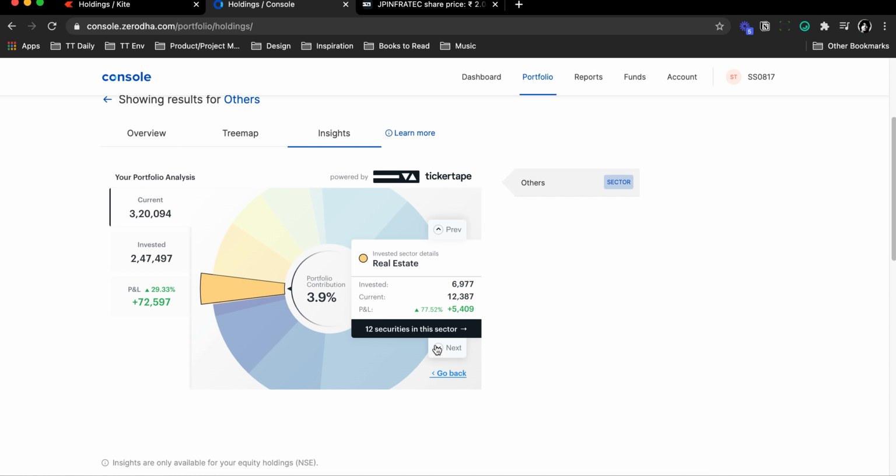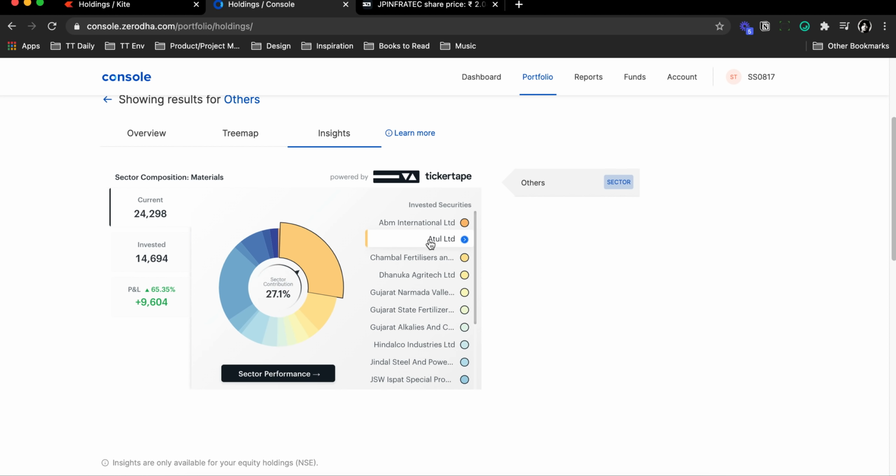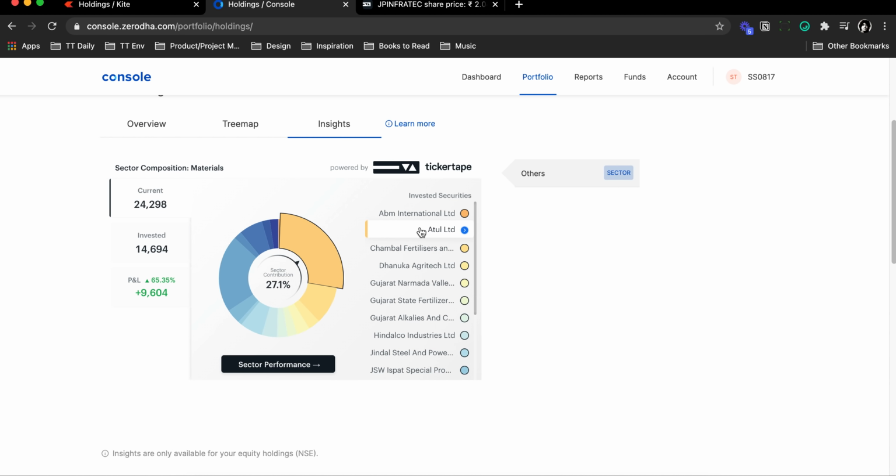Now at any point, if you want to understand what are the securities that you're holding in any of these sectors, all you have to do is click on this tab that tells you how many securities are there in the sector, and this opens up a view which gives you the internal distribution of that sector in terms of the securities that you're holding.